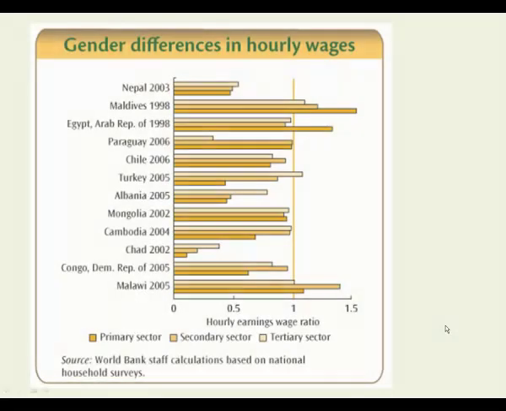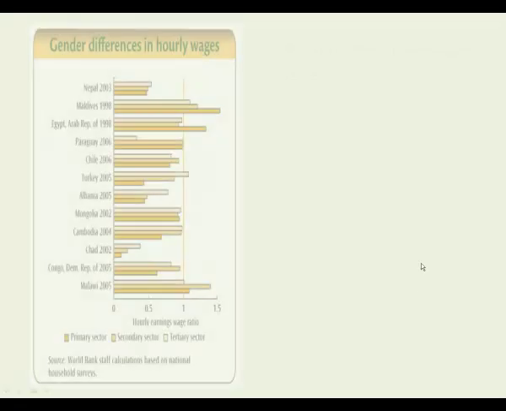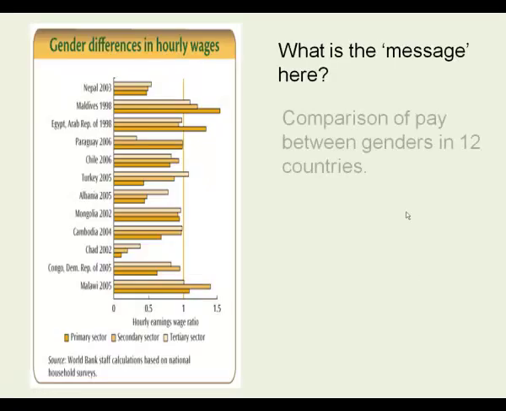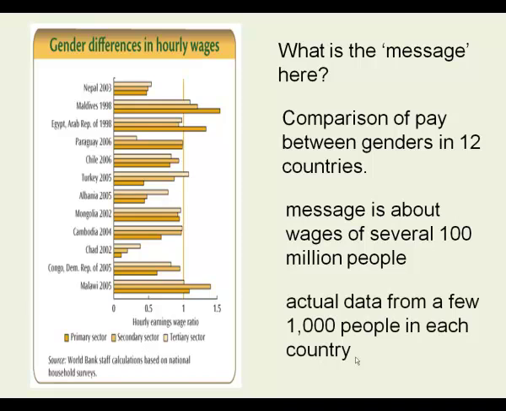Right, here's some famous ones. These are from Millennium Development Goals. This is about gender differences in hourly wages. So the message is about the comparison of pay between genders in 12 countries. The message is about the wages of several 100 million people in all these countries here. But where does the data come from? Well, if you follow it up, it comes from a few thousand people in each of these countries that are interviewed. And from that, we get a message about several 100 million people.